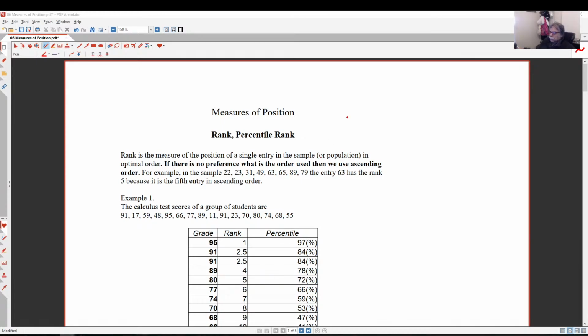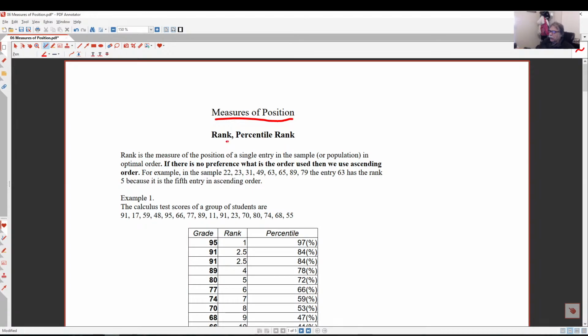Welcome. This is a new lecture on measures of positions. Now, measures of positions is a way to look at a sample so that you would see individual trees as opposed to seeing the whole forest. The idea is that you could possibly determine the position of an individual data entry in the sample, whatever that data entry may be. So we have three measures of position.